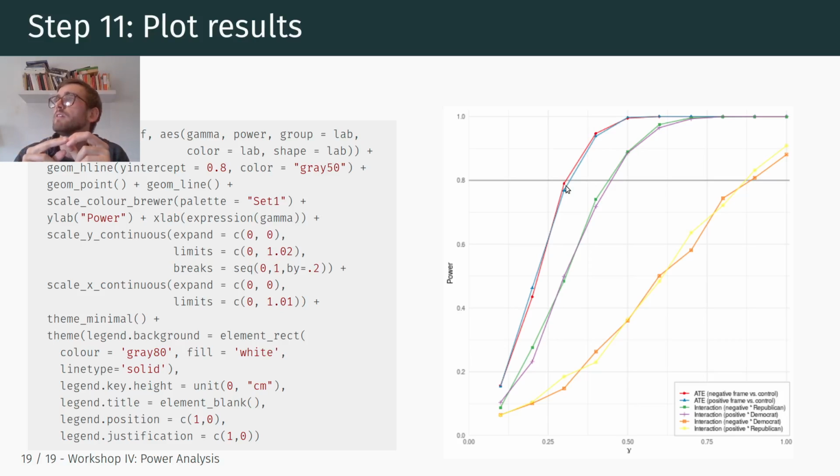So if the effect of the treatment, both the positive and the negative treatment, is in size about 30% of the difference between independents and Democrats or independents and Republicans in terms of the evaluation of the government's handling of the coronavirus pandemic, then we have sufficient power to identify those main treatment effects, right?